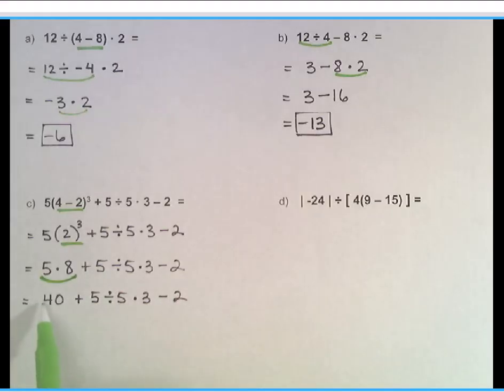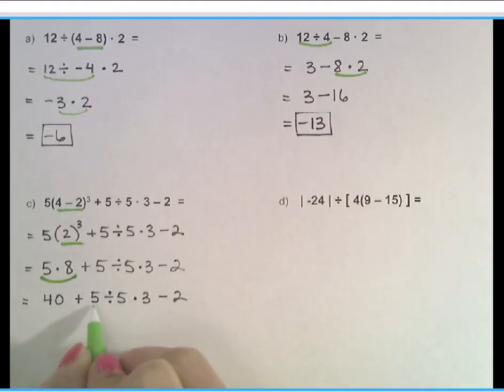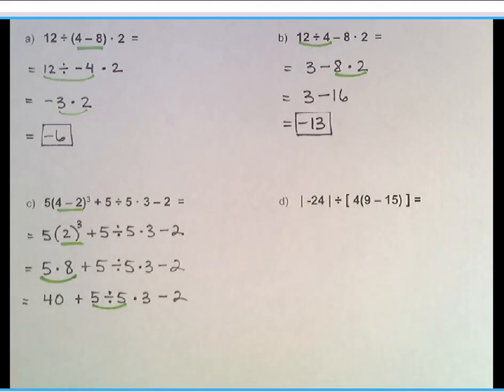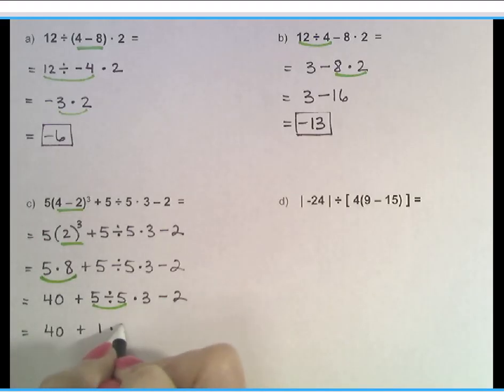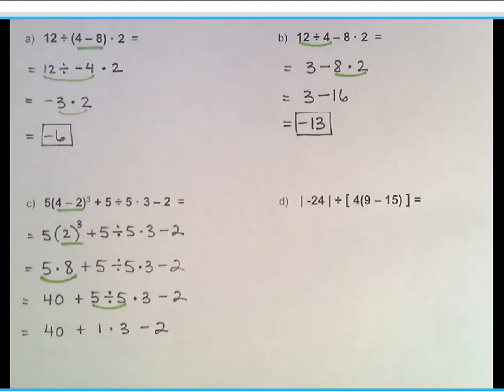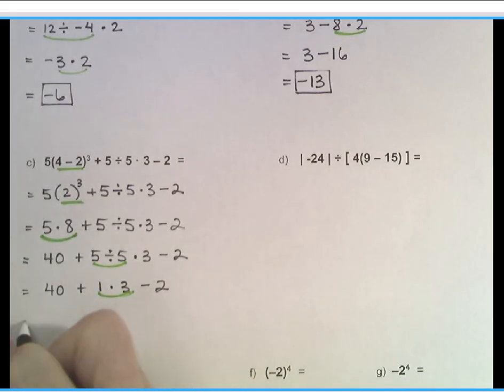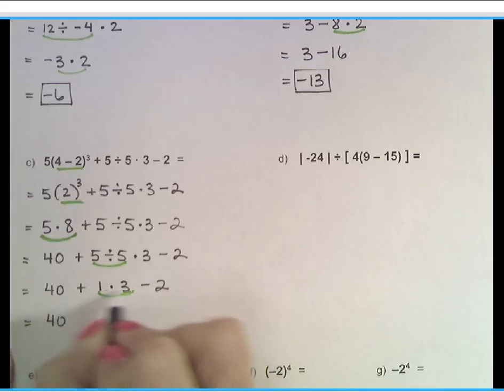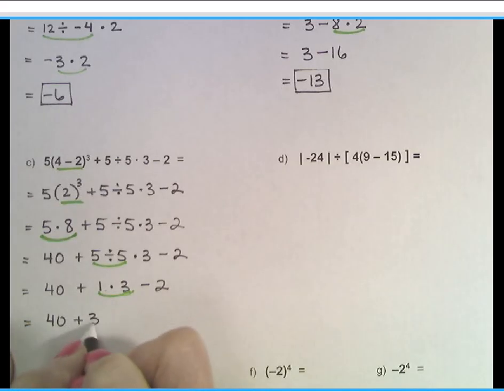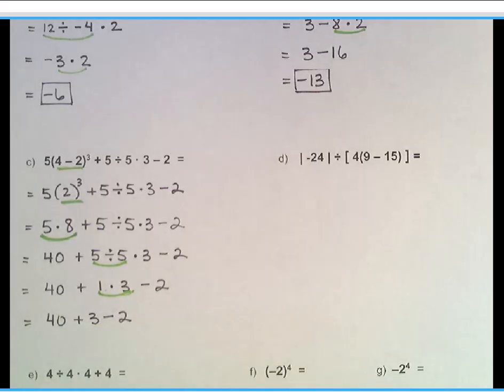Now, come across left to right. Any multiplication or division, you want to handle it first here. So 5 divided by 5 is 1. Left to right, multiplication. One times 3 is just 3. And at this point, you should be able to just add and subtract all of that. So 40 plus 3 is 43. And if you subtract 2, you get 41.